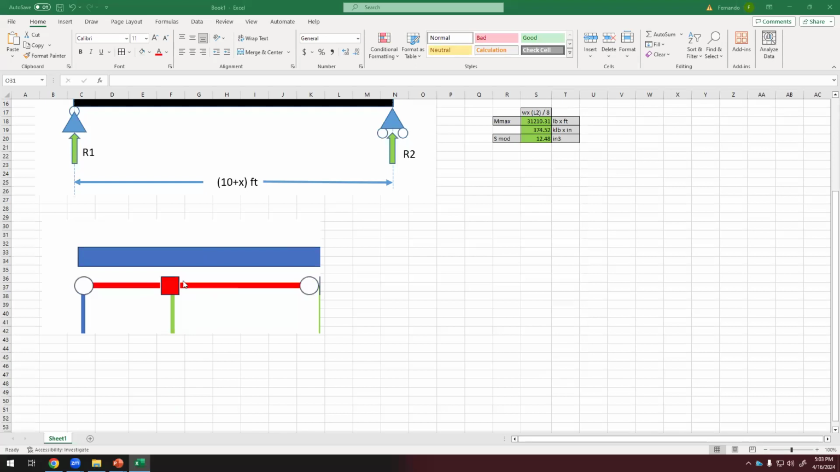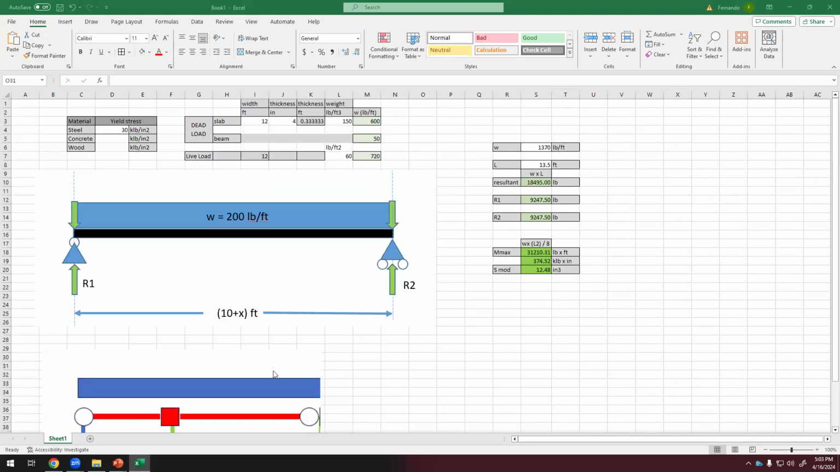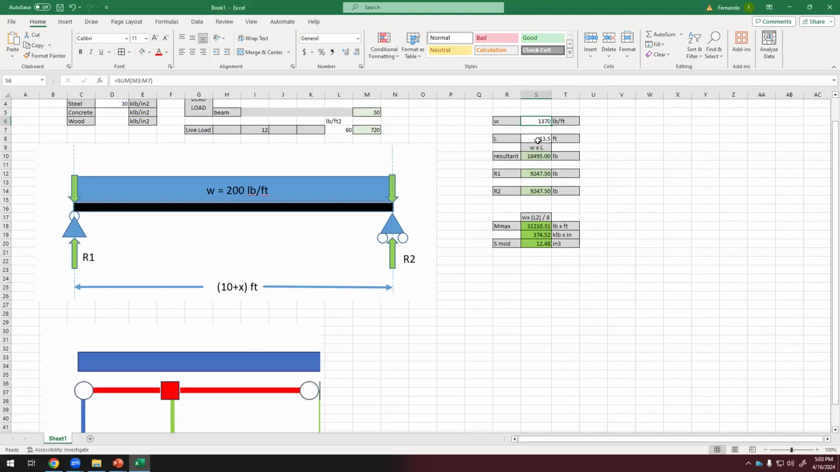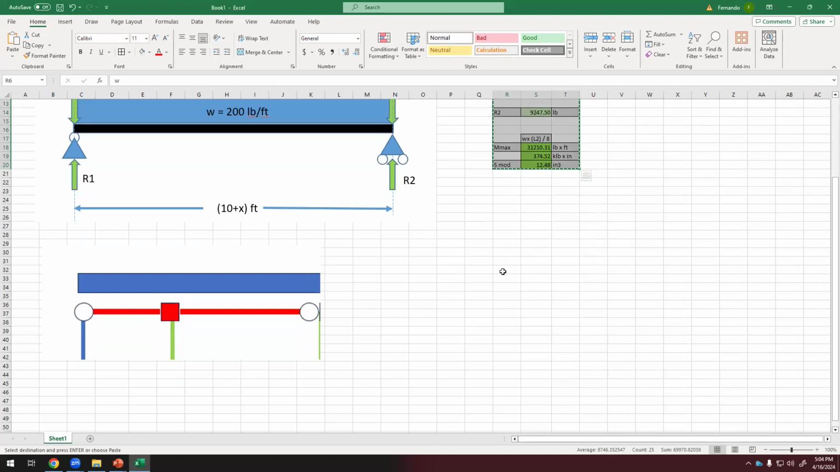So we're going to calculate this case. We have L1 and L2. The materials are the same. The W can be the same, but L is going to be different. Okay, so I'm going to copy all this here.